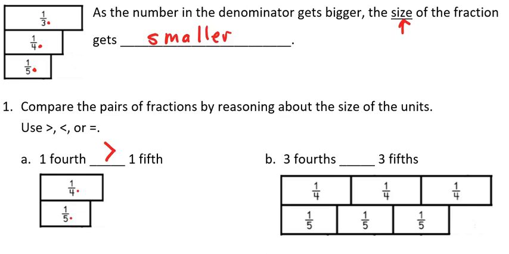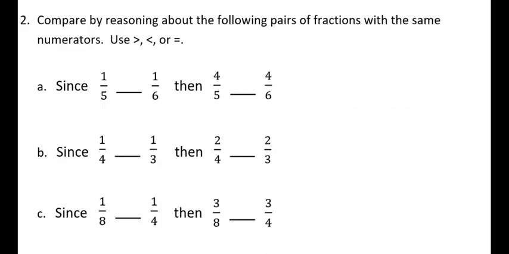Now, if I look at those same pieces, I have 3 of those 4ths, and I also have 3 of the 5ths. Well, each 5th is going to be smaller than each 4th. Since I have 3 of each piece, my 4ths are still greater than my 5ths. 3/4 is greater than 3/5. We'll use that same logic in this section. The directions say to compare by reasoning about the following pairs of fractions with the same numerators.